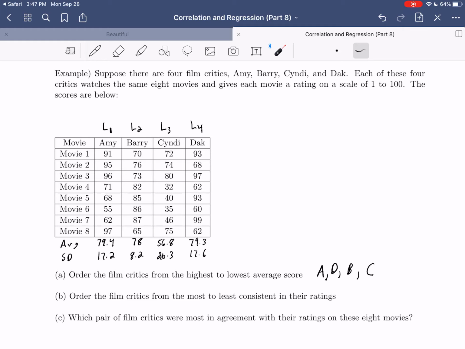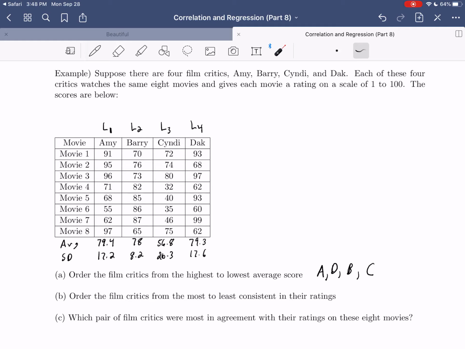Now, of course, what that means is that some of these scores, like that 75 or that 80 for Cindy, when we get to Part C, we should keep in mind that that 80 and that 75, those are really good scores for Cindy, because again, her average is only 56.8. Her saying that a movie deserved an 80 or a 75 is actually a very strong recommendation, given the very low average overall for her.